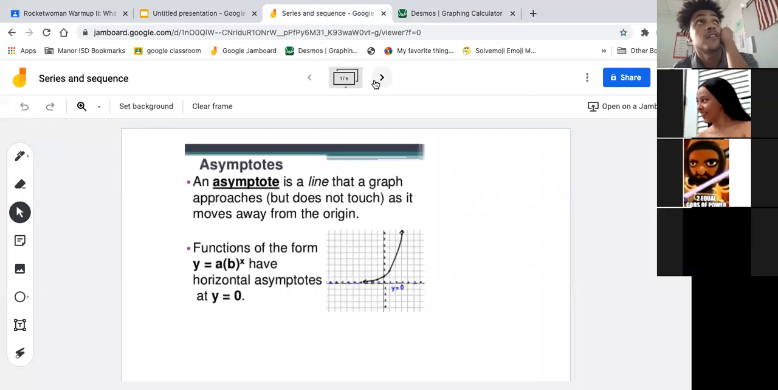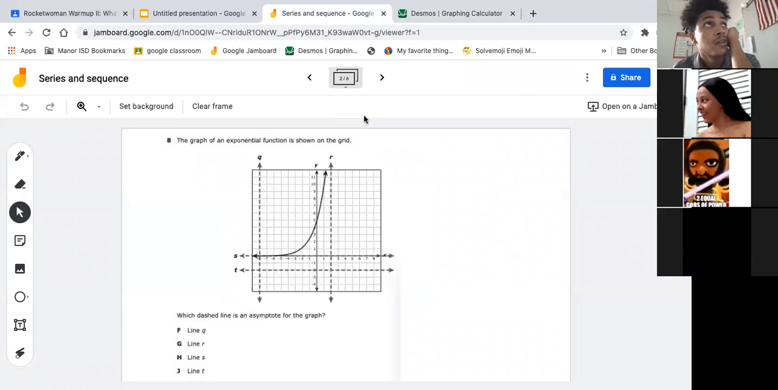So let's look at this in the context of a problem. Number 8, the graph of an exponential function is shown on the grid. Which dashed line is an asymptote for the graph? It's an exponential function, so that means it'll be a horizontal line. So eliminate answer choices Q and R. No way, Jose.